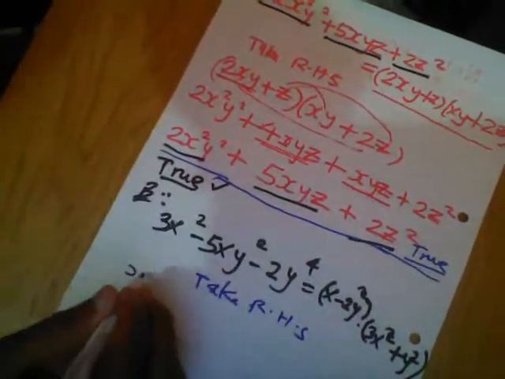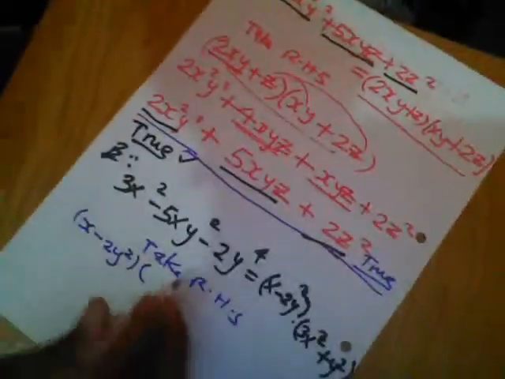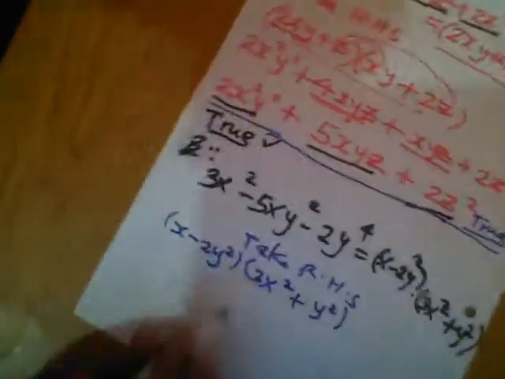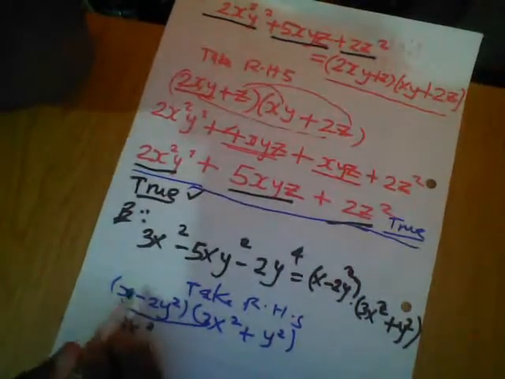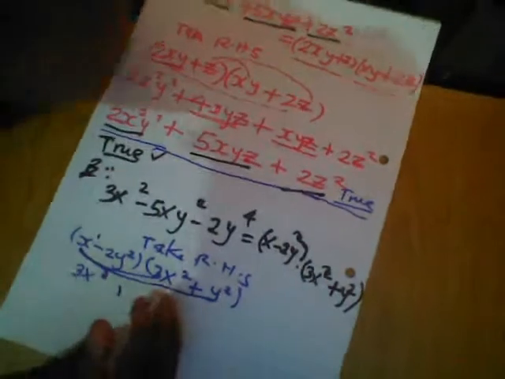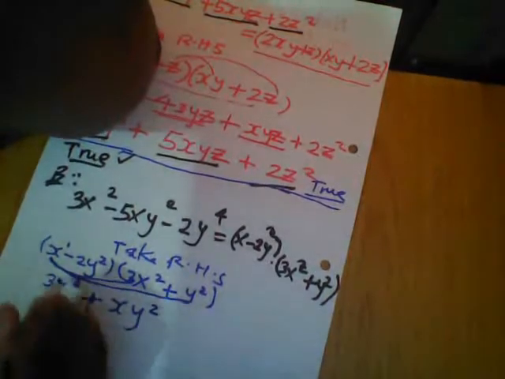So for the second one also, we're going to take the right hand side of the equation and expand. So what is the right hand side? It's x minus 2y squared, and then multiply by 3x squared plus y squared. So now we go. The first one, x times 3x squared is going to be 3x cubed, because this is power 1 and this is power 2. Now the first one with the second one: x times y squared is going to be plus xy squared.